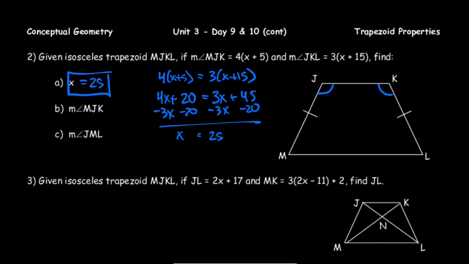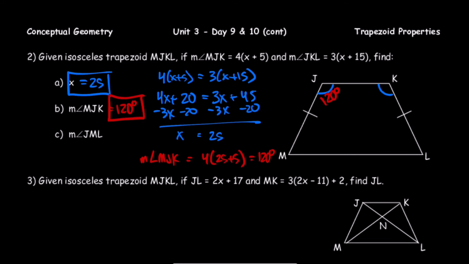Now, if I want to find the measure of angle MJK, that's this one, all right, I have to plug into this expression right here. So the measure of angle MJK is going to be 4 times 25 plus 5. 25 plus 5 is 30. 4 times 30 is 120. I didn't need a calculator for that. So this angle up here is 120.